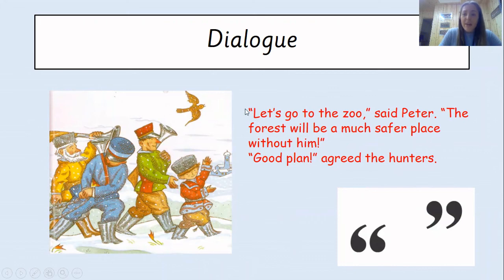So as you can see, Peter is speaking first. And then even though I've got all this room left on that line, because the hunters are speaking next, I've put the dialogue on a new line. Now this is new learning for you, so you might find it tricky, but have a go.